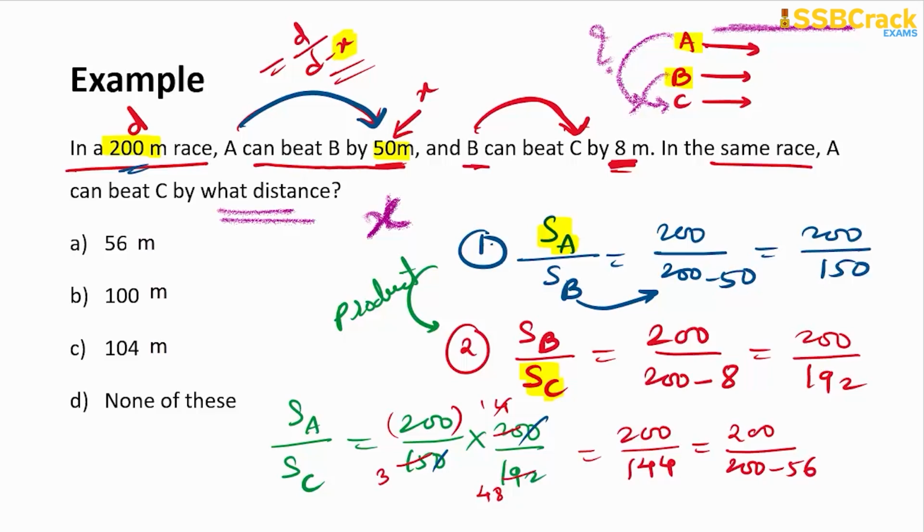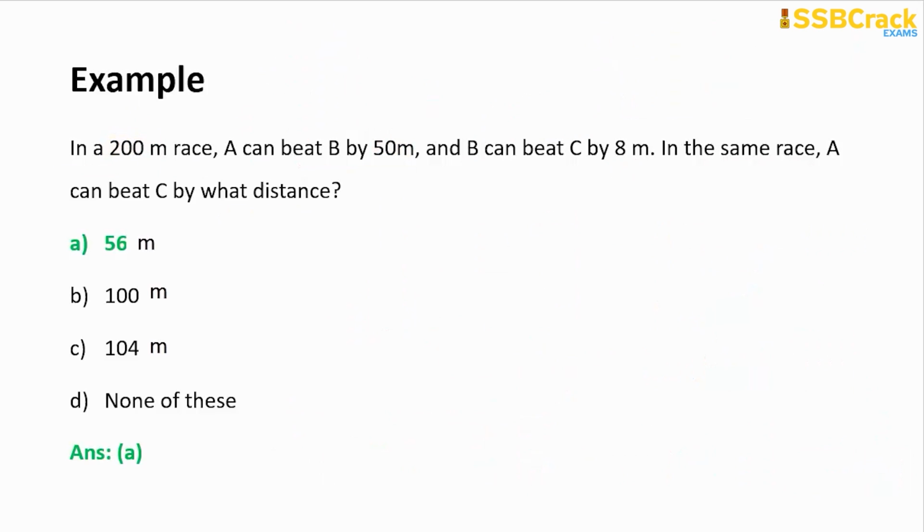Agree? And hence what is the required X then? 56. You are getting the point, because we have converted this to the original form of the required formula of races, that is D upon D minus X, and the X amount, the X length we found there, is 56. And hence the required key for this question becomes option A only.